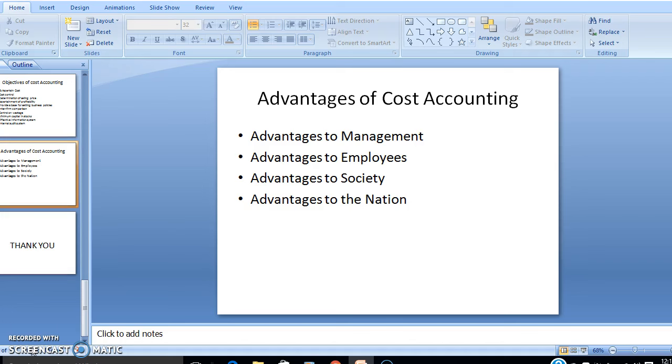Our next advantage is to the nation. An organization earning better profits can flow back and does not depend upon outside agency for its financial requirement. Better use of the available factors of production makes the nation economically powerful and progressive.